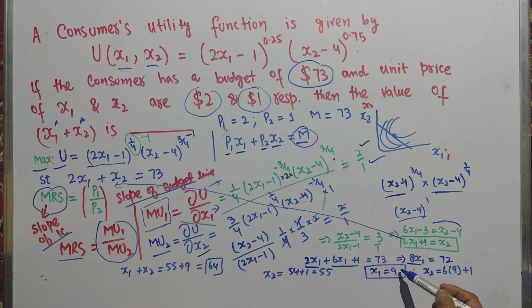We know the value of x1, so we plug the value of x1 in this equation to get the value of x2. So x2 will be equal to 6 into the value of x1, which is 9, plus 1. So 9 into 6 is 54 plus 1, which comes out to be 55. Then the value of x1 plus x2 comes out to be 64.